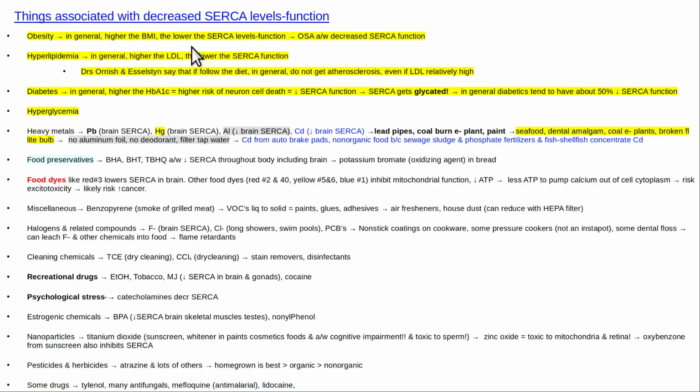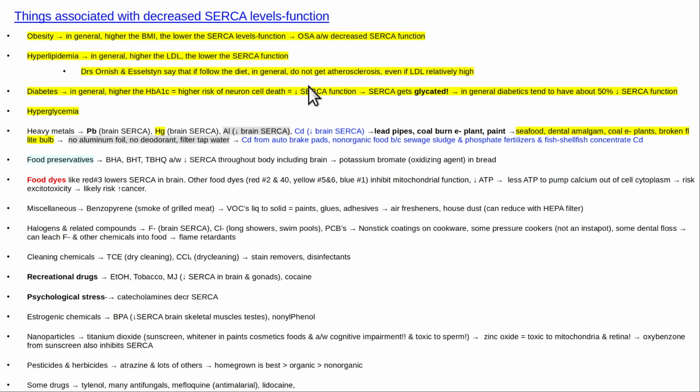Okay, what are some of the other problems? Things that are associated with lowered SERCA levels. When SERCA is not functioning as well as it should, you're more fat. The higher your BMI, the fatter the person is, probably the lower their SERCA is. The worse their sleep apnea, the worse their SERCA. The higher the LDL cholesterol, the lower the SERCA. The higher the hemoglobin A1C, the lower the SERCA. So things that in general are bad for your metabolism also end up being associated with decreased SERCA function, okay?